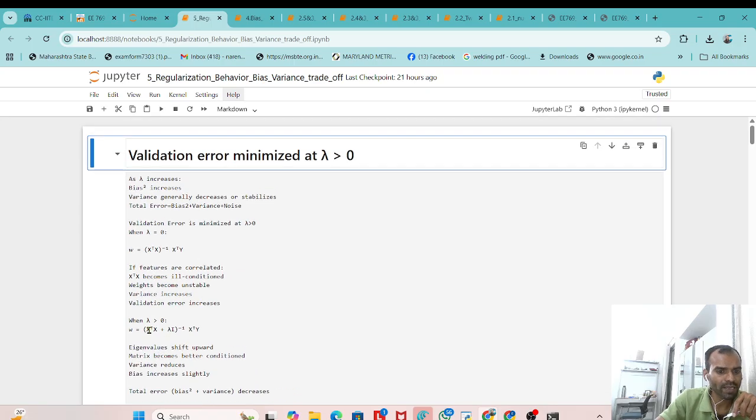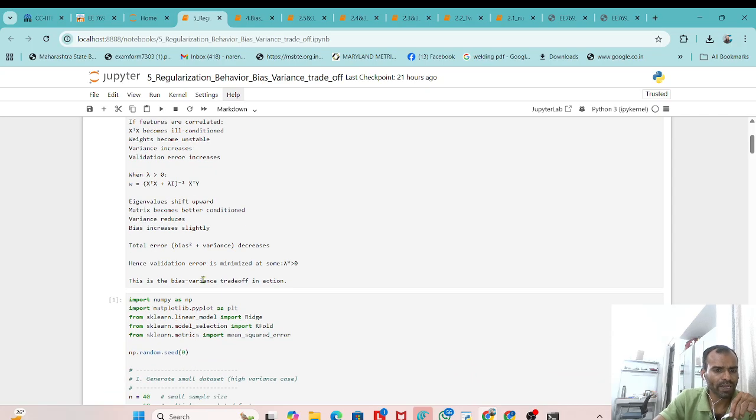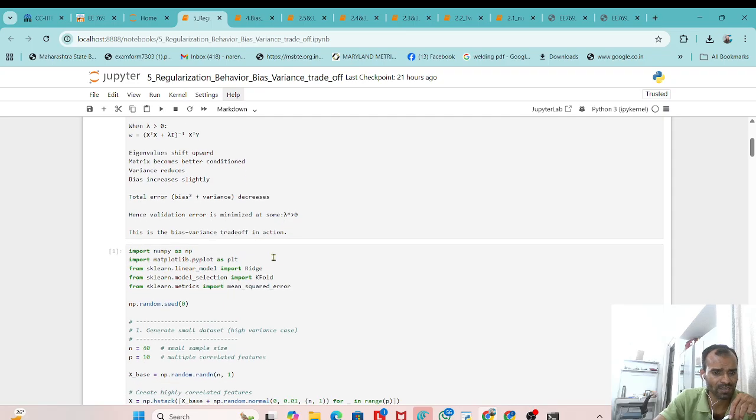In case lambda is greater than 0, what will happen? These terms will come into the picture: lambda I. It will never be singular; it is a non-singular, invertible matrix. So in that case the matrix becomes better conditioned and stable. Eigenvalues shift upward, variance reduces, and bias increases slightly. Hence validation error is minimized at this point. This is the bias-variance trade-off.